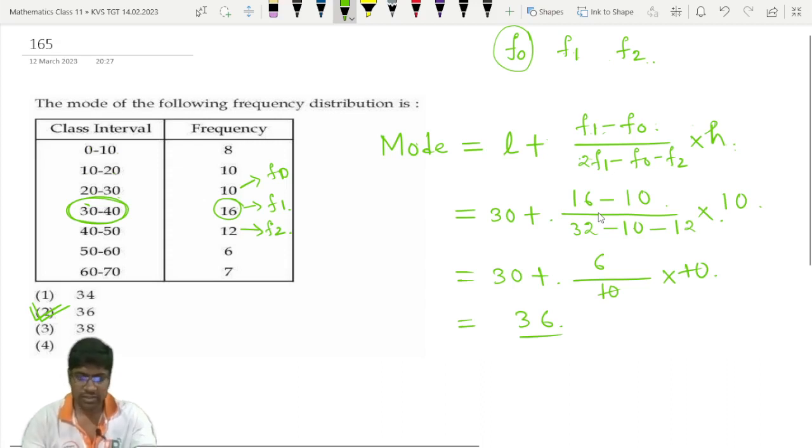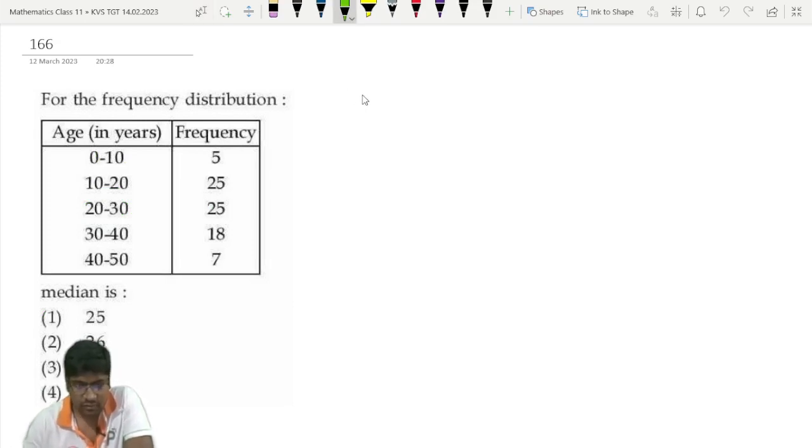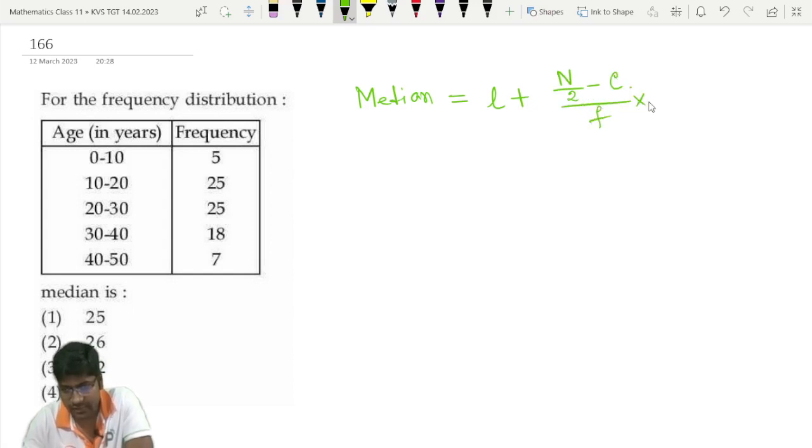Now let's move to the next question. Question number 166. For the frequency distribution, what is the median? We have to find the median. What is the formula for finding median? Median will be equal to L plus N by 2 minus C divided by F into H.